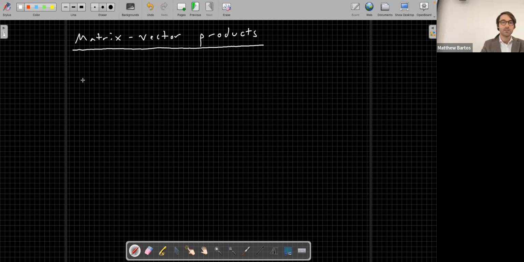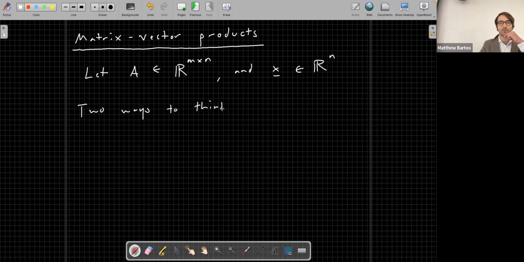Let me just go into each of them. Let's say A is a matrix in R^(m by n), and x is a vector in R^n. There are two ways to think about matrix vector products.